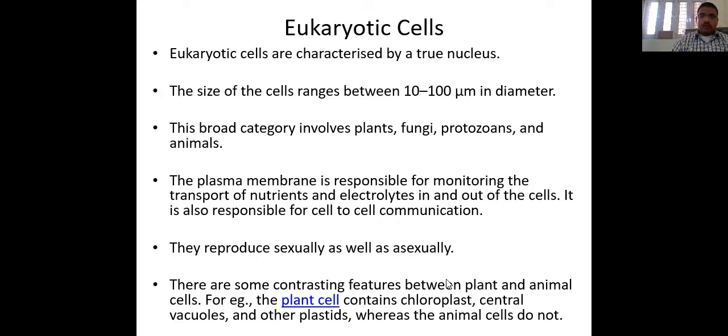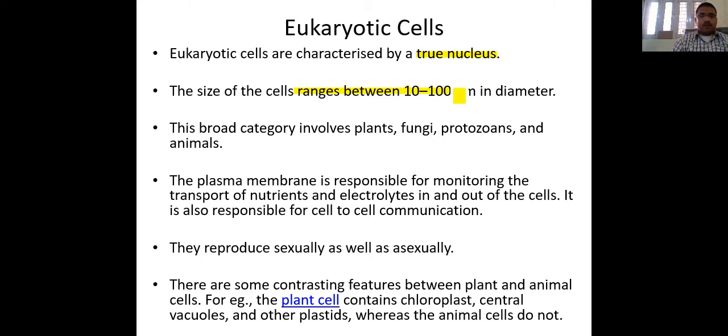Now, the second cell is known as the eukaryotic cell. When we talk about the eukaryotic cell, it has a nucleus. That means it is a kind of living organism in which there is a nucleus available, and the size of this cell is between 10 to 100 micrometers in diameter. That means it is so large as compared to the prokaryotic cell.